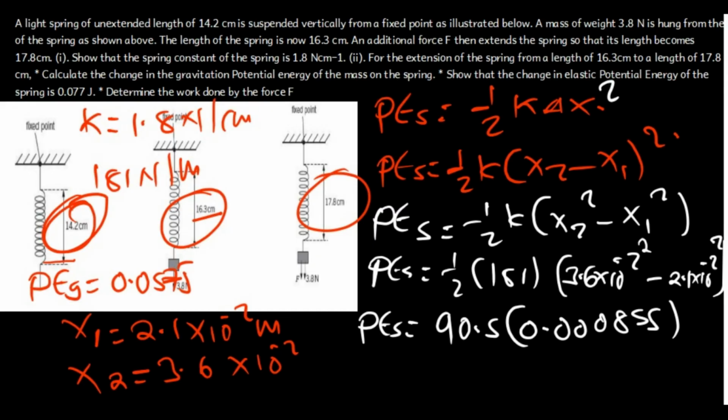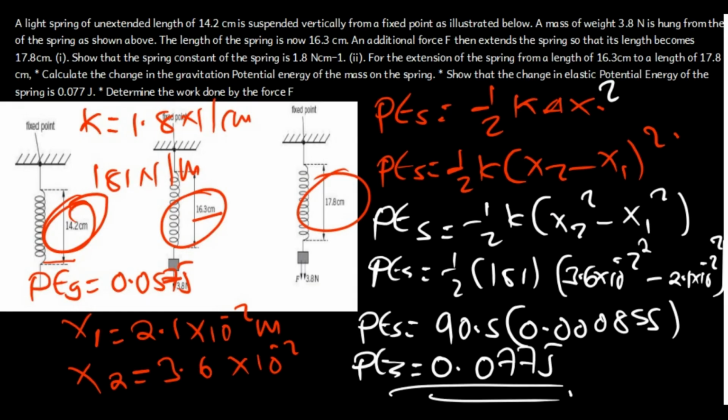Okay, now from there, we get our calculator and we see what we're going to get. The answer which we're going to have is 0.077 joules. So this is how we can show that the elastic potential energy is given by 0.077 joules. The last question is saying determine the work done by the force, by the force F.